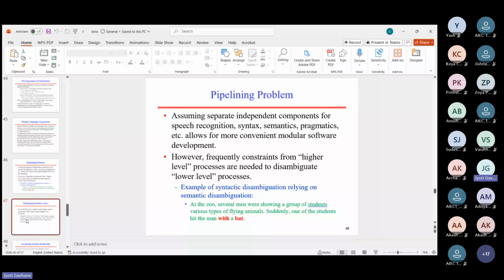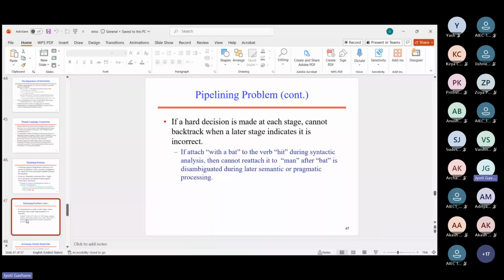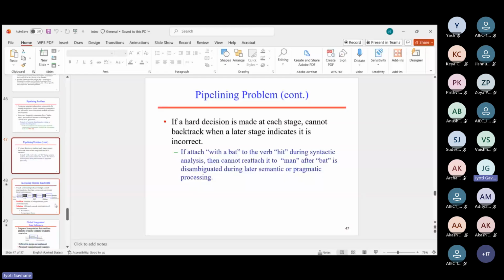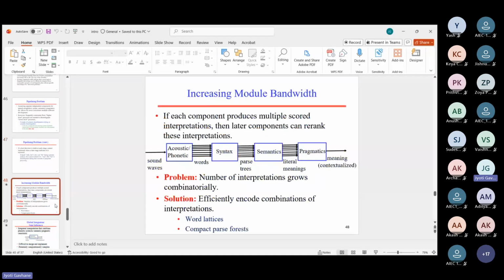Pipelining problem: if a hard decision is made at each stage, you cannot backtrack when a later stage indicates it is incorrect. If with a bat is attached to the verb hit during the syntactic analysis, then it cannot be reattached to the man after the bat is disambiguated during later semantic and pragmatic processing. Now you need to relate the previous statement to this line. Okay, coming to the module bandwidth: if each component produces multiple interpretations, then later components can re-rank these interpretations. This we have seen in the modular comprehension diagram.